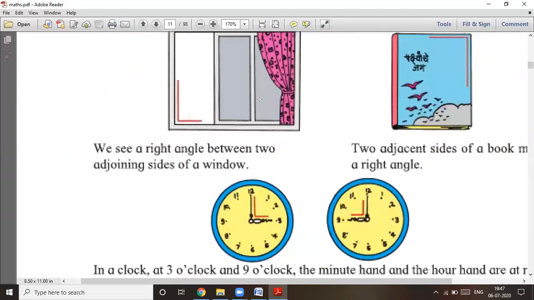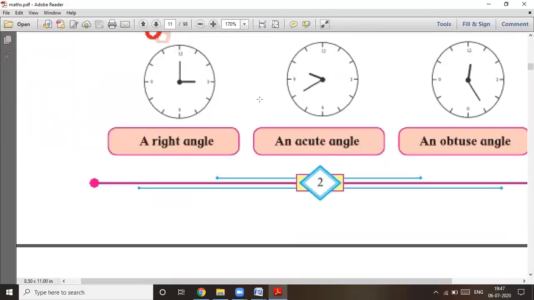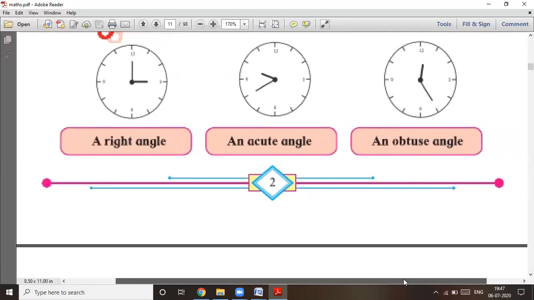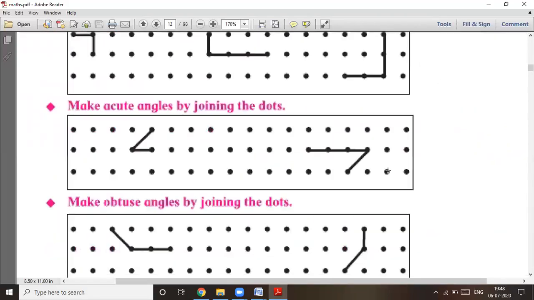Okay, we have seen angles, types of angles. So we have seen three types of angles: right angle, acute angle, and an obtuse angle.